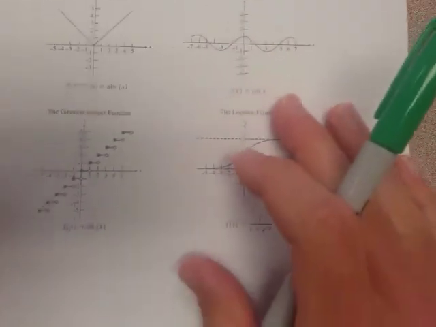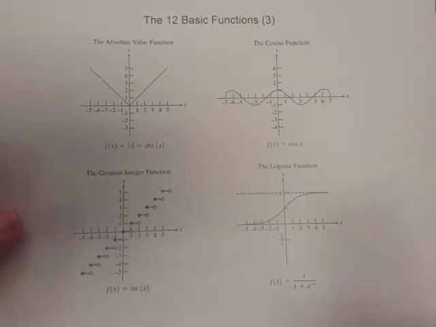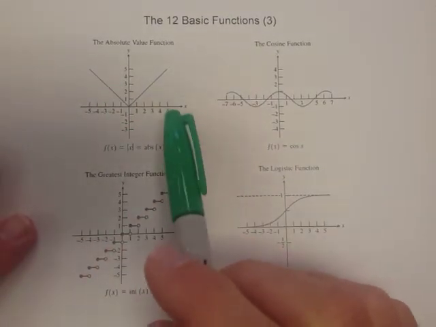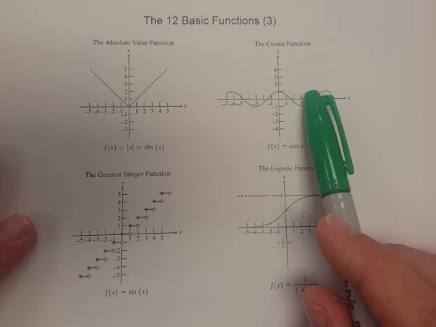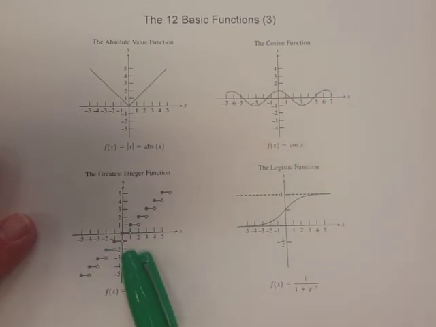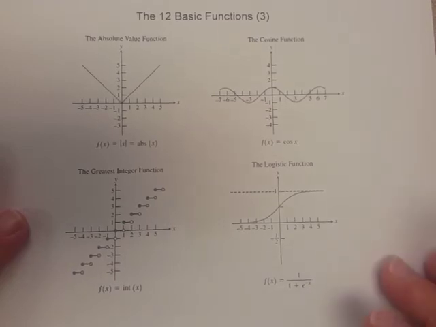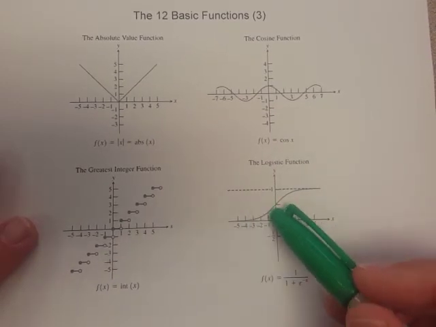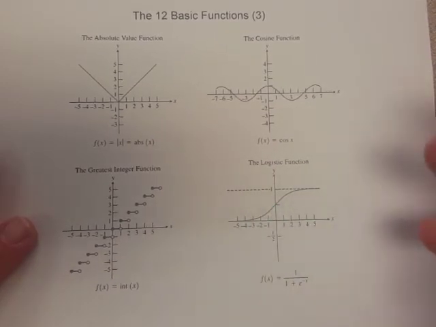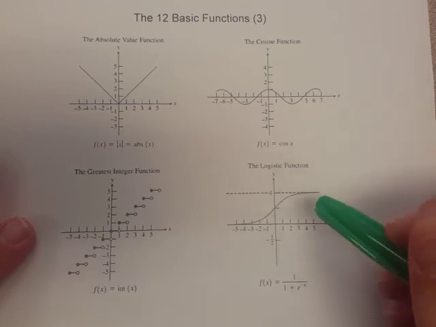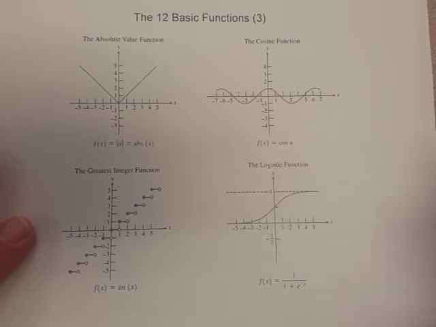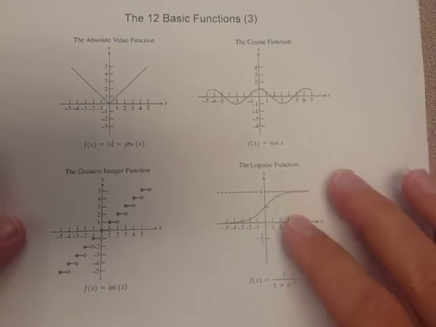Then we get to finally the other four. We've got the absolute value, y equals absolute value of x, the cosine. This one, which we really won't use a whole lot at all, the greatest integer function, is called a step function. And then the logistic function, which we'll get to in the next chapter or two, that has something to do with exponentials. But those are our 12, and we're just really going to be referencing those.